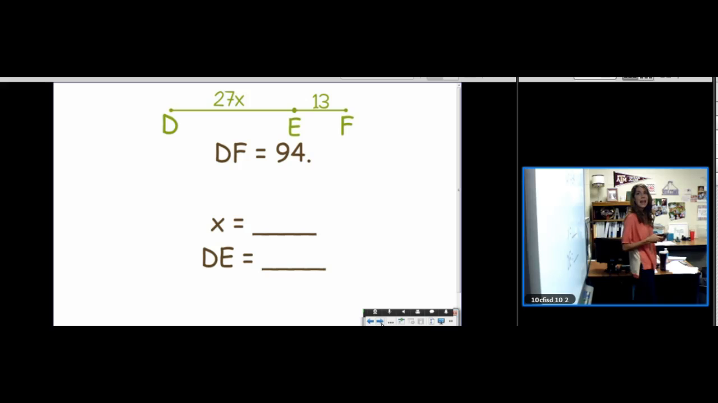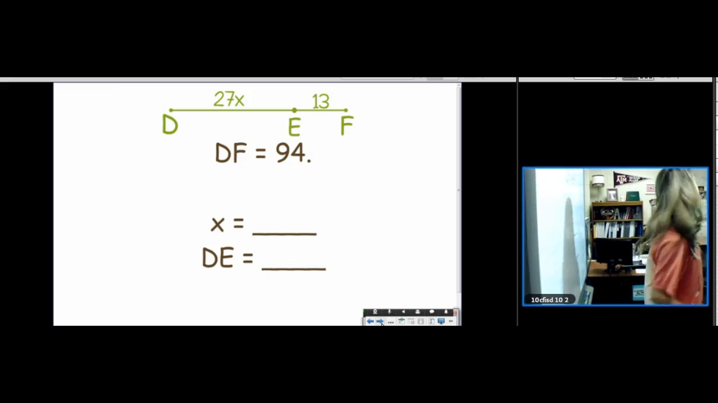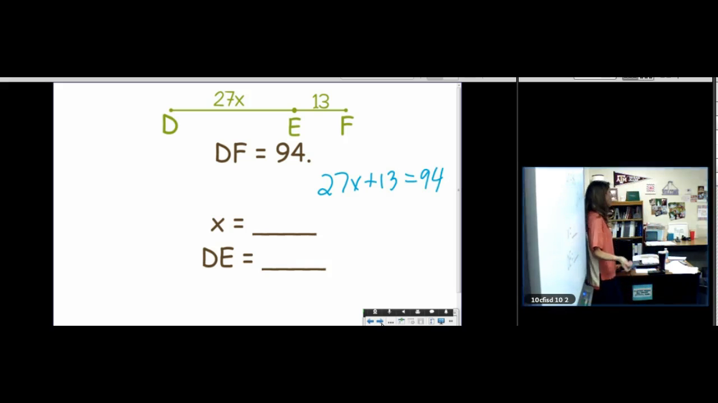So find x and find DE. This should be a quick problem. Part plus part equals whole means 27x plus 13 equals 94. You do it by hand, you do it in your calculator, you decide.